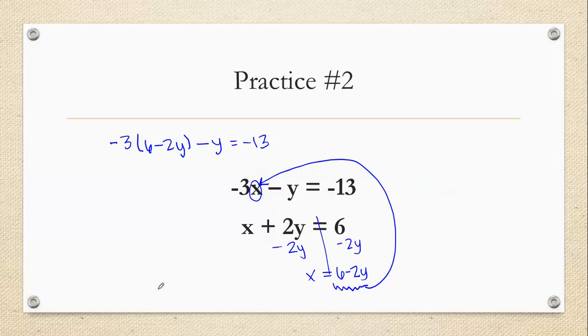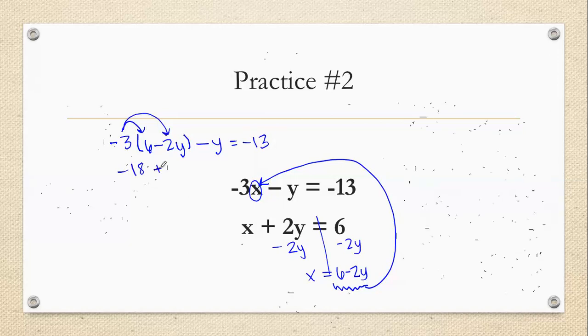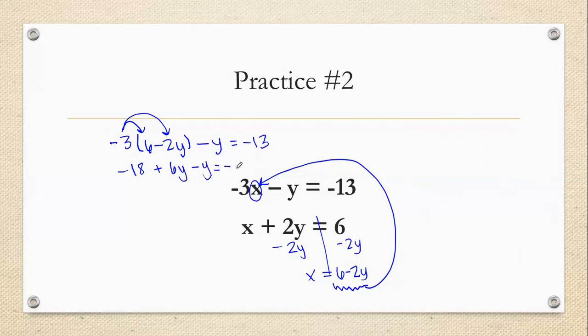When distributing, negative 3 times 6 gave you negative 18. What is negative 3 times negative 2y? Oh, 6. Oh, negative 2. Oh, I just put 2. It's positive 6y. So it'll be plus 6y. Minus y equals negative 13.